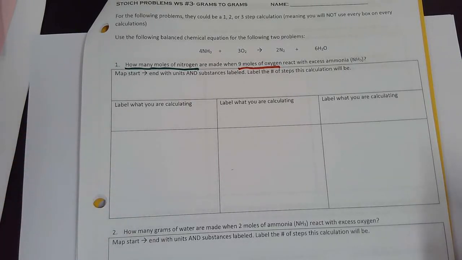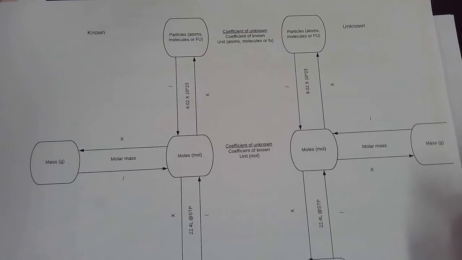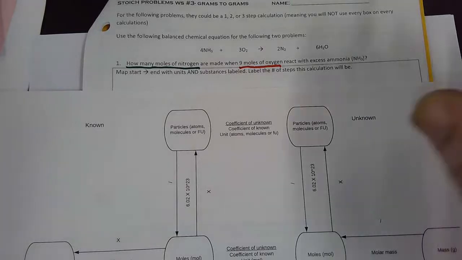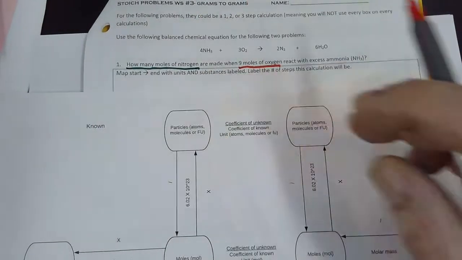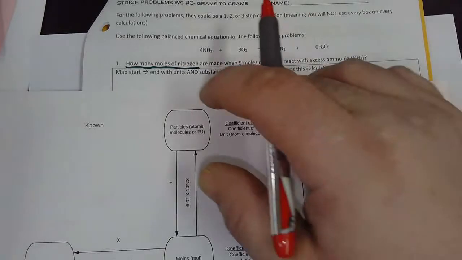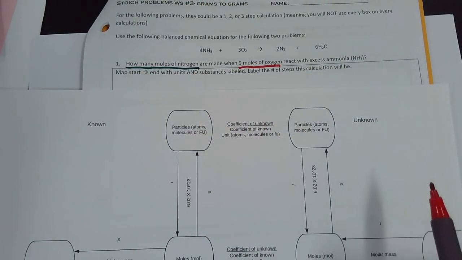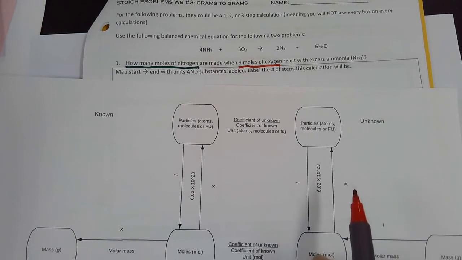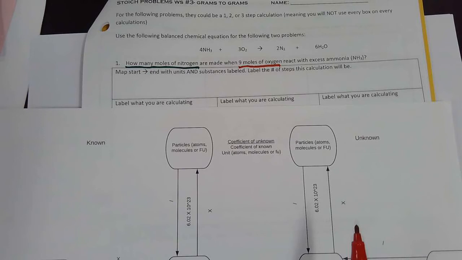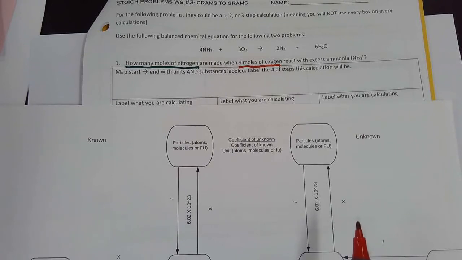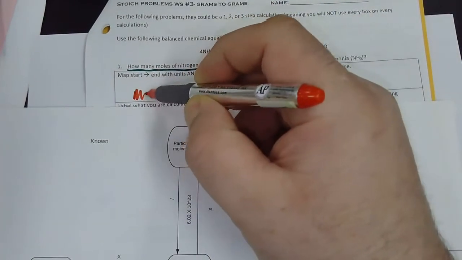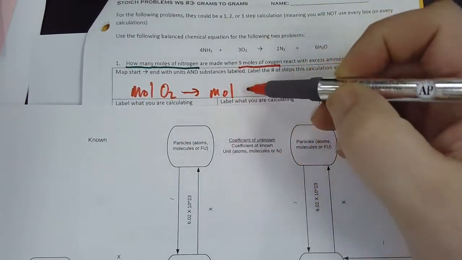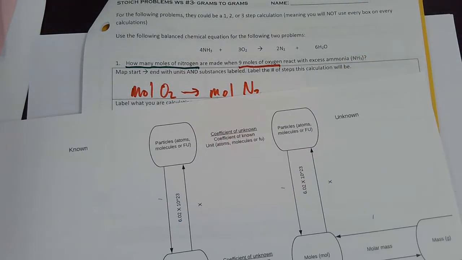So when we're mapping, what we're mapping is where on this Stoich map are we going? We're starting with 9 moles of oxygen. So I know how much oxygen I have, so oxygen is my known substance. I don't know how many moles of nitrogen I have, so that is my unknown substance. So I'm going from moles to moles. This is just a one-step equation. But like everything else, I would like to see unit and substance. So this is going to be from mole of oxygen to mole of nitrogen. Does that make sense, everybody?